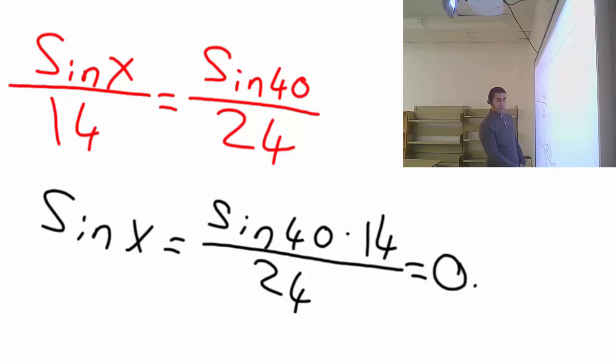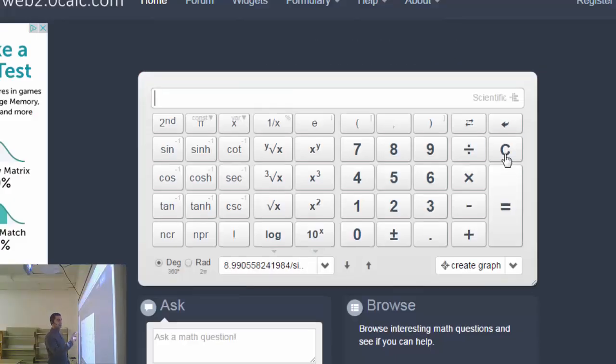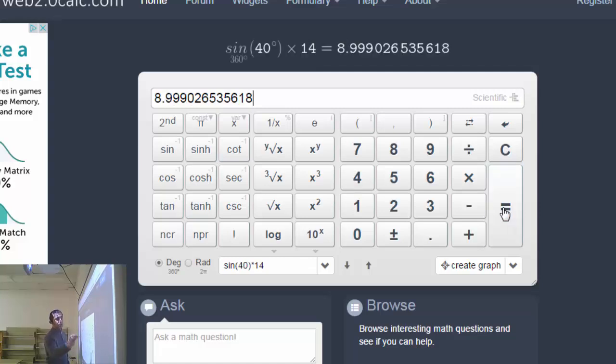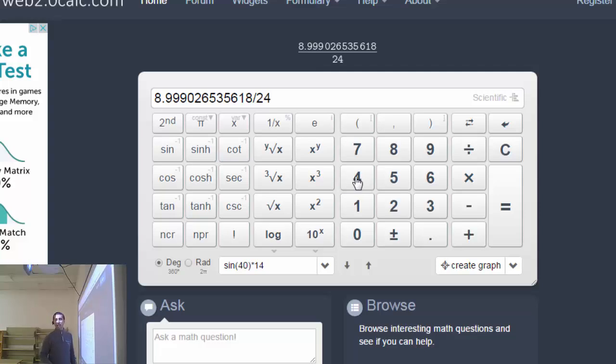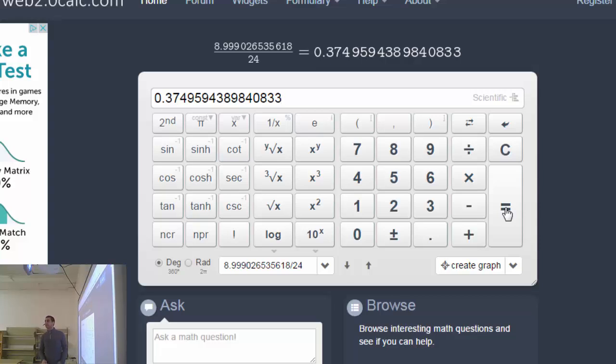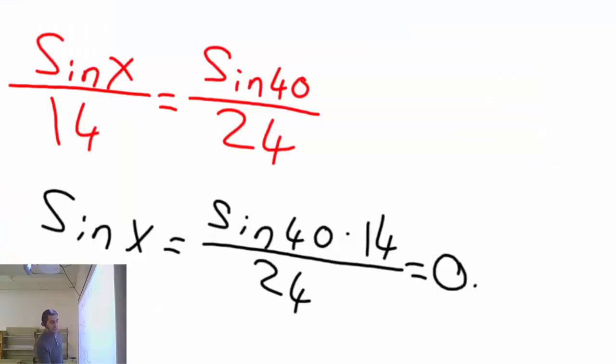So let's go and calculate. Sine 40. Let's clear this. Sine 40. You don't have to do this with your calculator, but I have to. Close it. Times 14 equals that, divided by 24. So I'm going to get a number that's less than 1. 0 something. And I'm going to get the first 4 digits. 1, 2, 3, 4. And the next number is 5. So it's 5 or more than 5. I'm going to give 1 extra to this. 49, it will be 50. So 3750 is the answer. 0.3750. But I am not done yet.